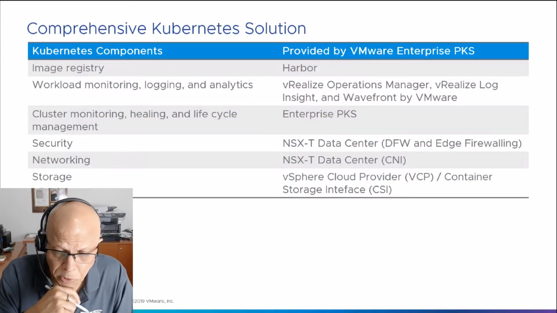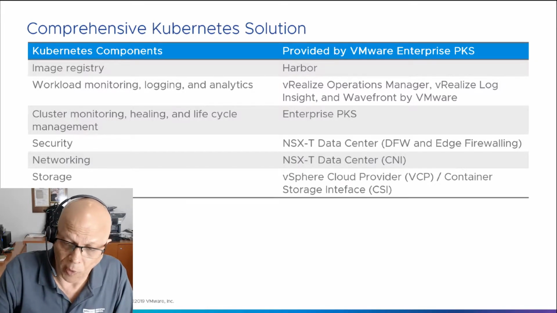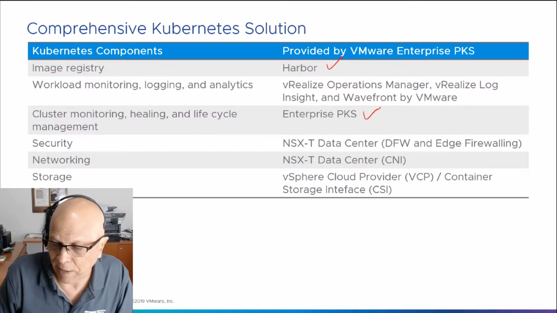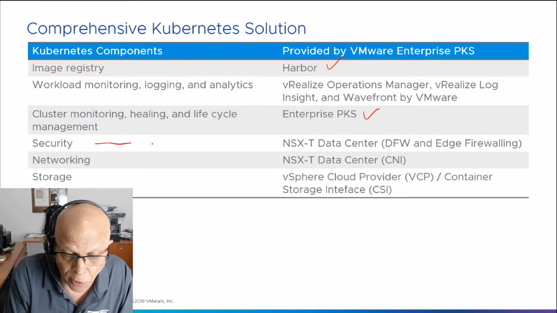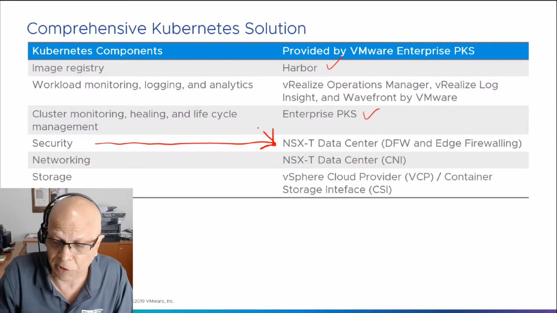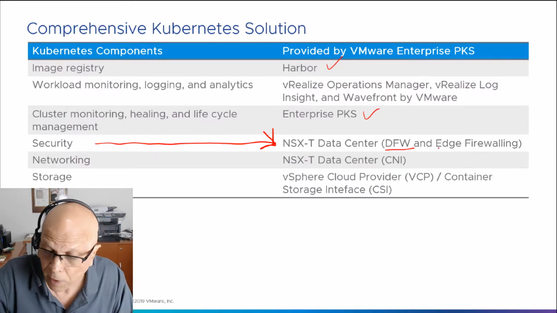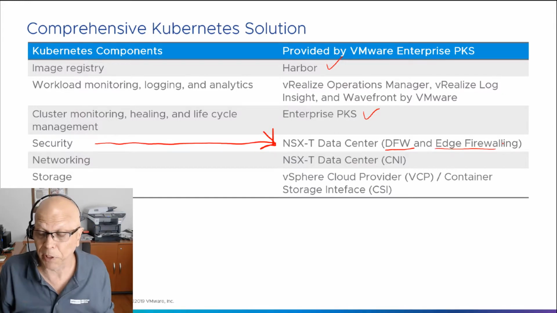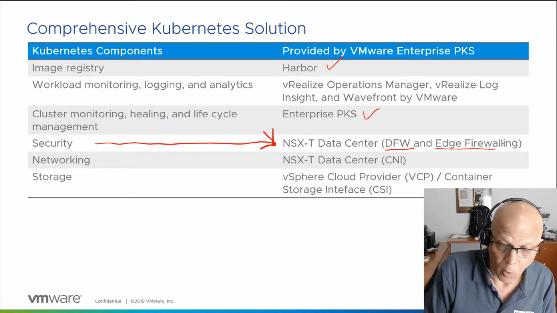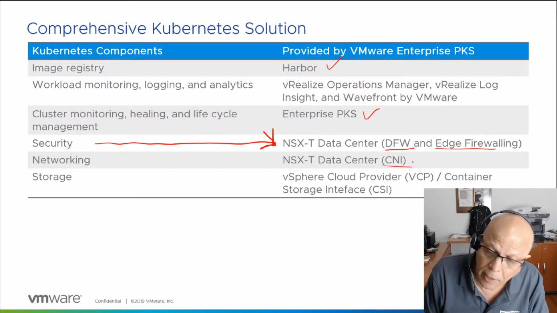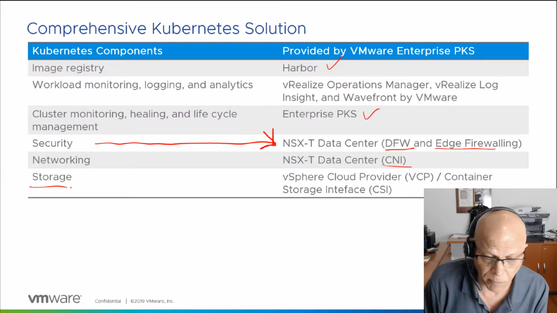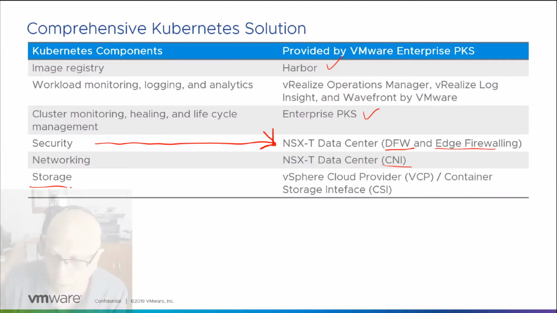The comprehensive solution that you're getting with Enterprise PKS: we've already spoken about Harbor. We've spoken about where PKS comes in. I tried to scribble for you on the slide, but from the security standpoint, this is how we're going to provide our security. We're going to use our NSX-T distributed firewall and edge firewalling, and I'll give you a topology picture so you can see where those are going to plug in. From a networking standpoint, we're implementing the Container Networking Interface with our NSX-T solution. And as I already stated, from the storage perspective, we're doing that with the vSphere Cloud Provider.